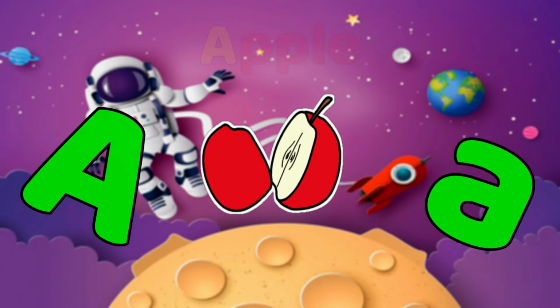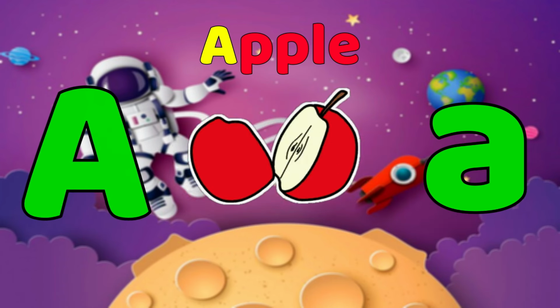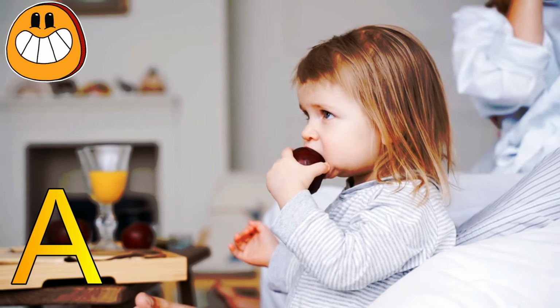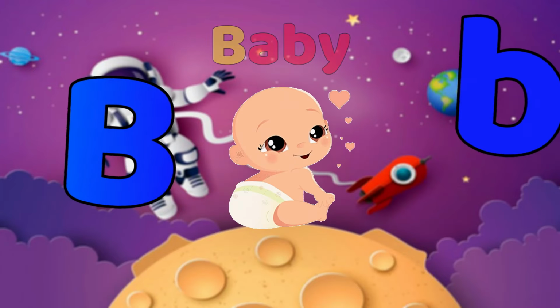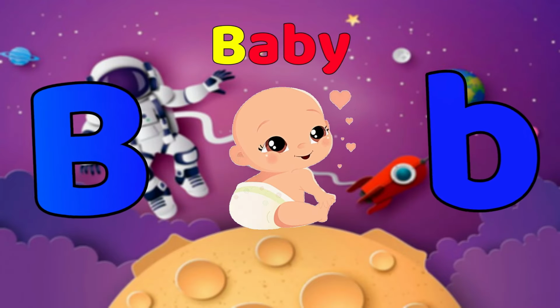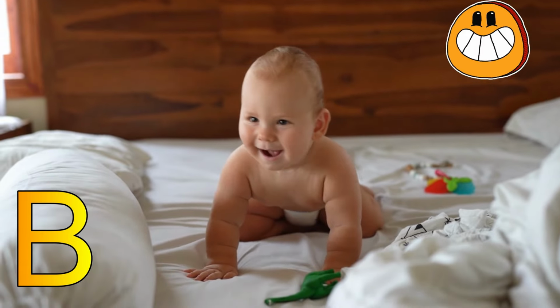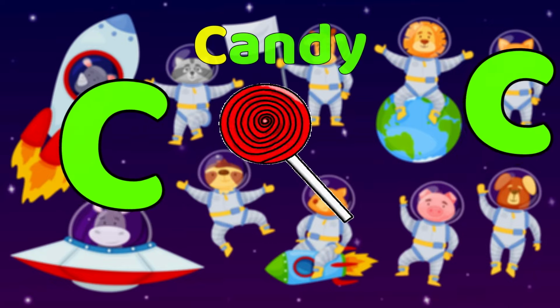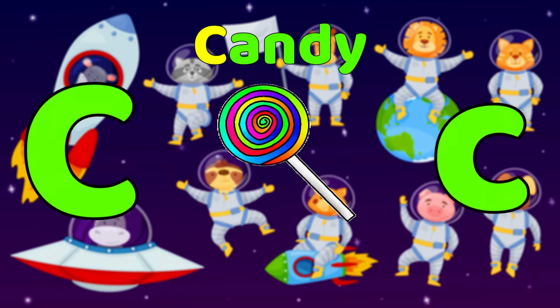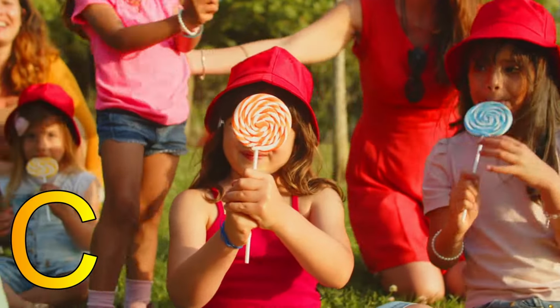Do it again! A is for apple, a, a, apple. B is for baby, b, b, baby. C is for candy, c, c, candy.